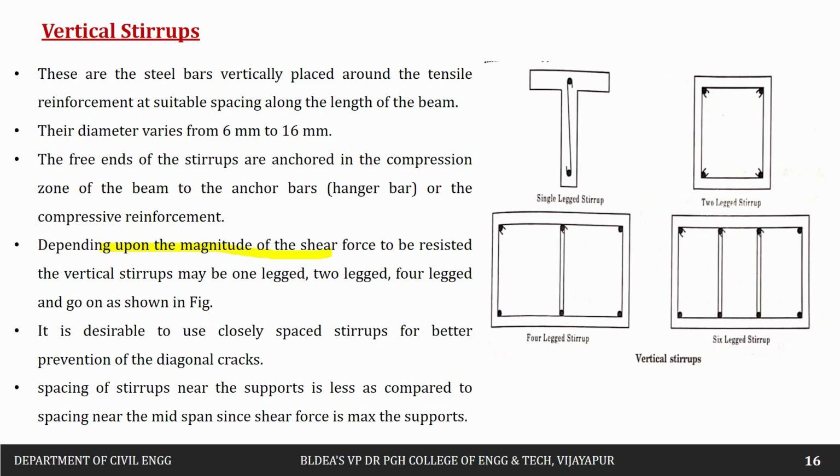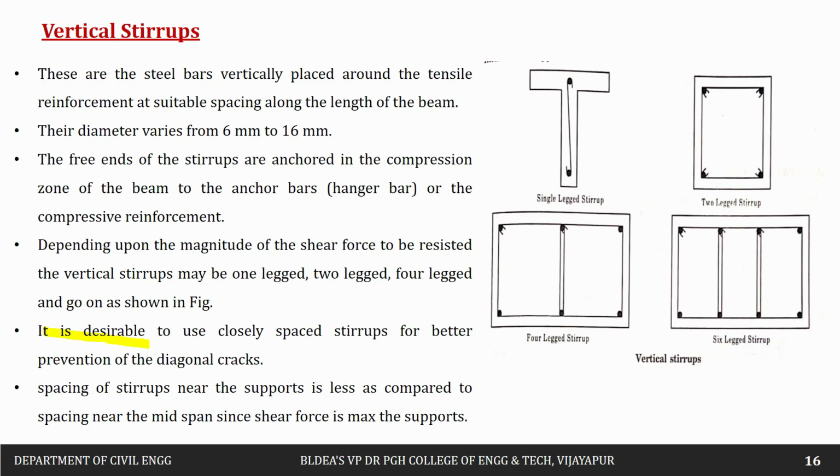Depending upon the magnitude of the shear force to be resisted, vertical stirrups may be one-legged, two-legged, four-legged and so on. If you see this section, only one leg we have. This we call a single-legged stirrup. In this cross section, we have two legs, therefore it is two-legged. Here we have four legs, therefore it is a four-legged stirrup. Similarly we have 1, 2, 3, 4, 5, 6, therefore it is called six-legged stirrups.